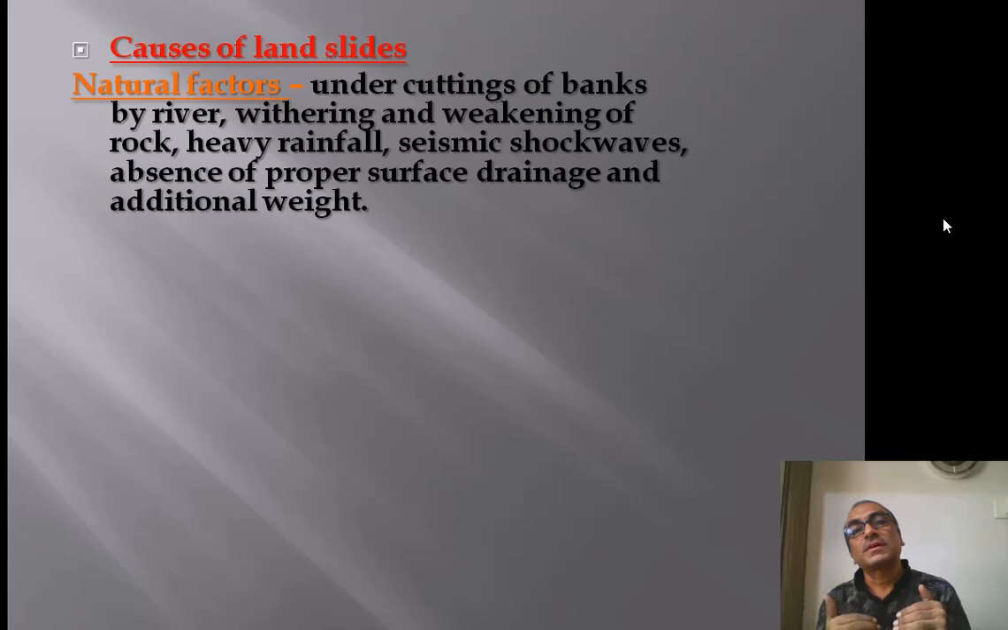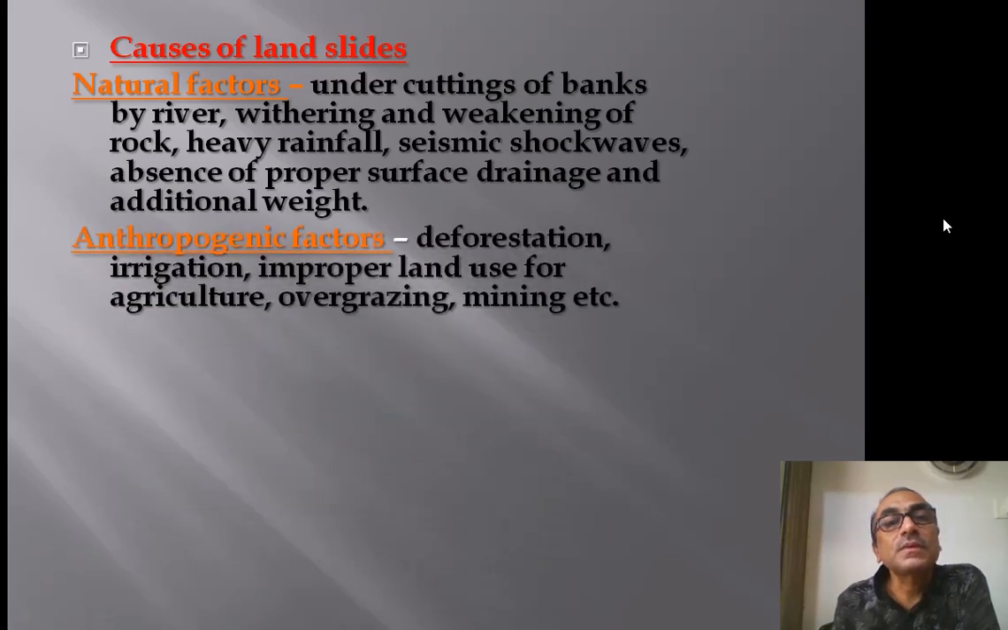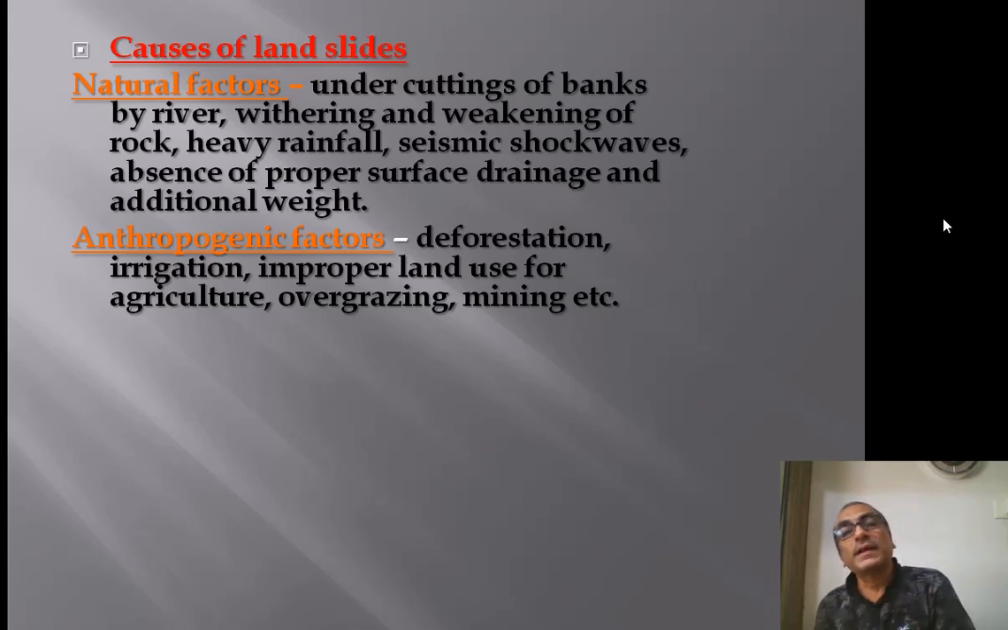If it is diverted somewhere to some other water body or something like that, or valley, then the landslide effect can be prevented. So that is not there. So that is one of the cause. And then anthropogenic factors, let us see, because of the human activities.